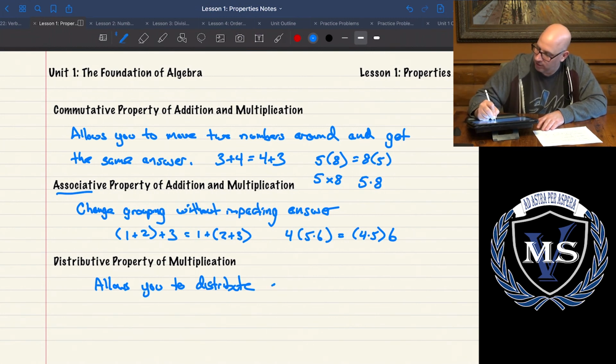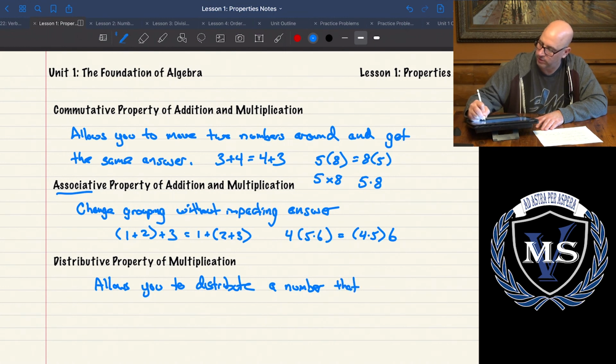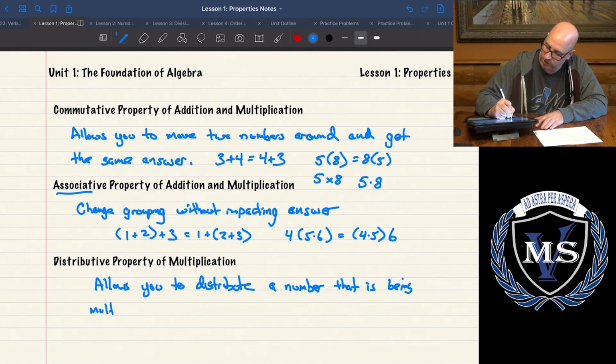A number, and this could be a variable. Later on, you'll see that. I'm trying to think how to word this, is being multiplied.